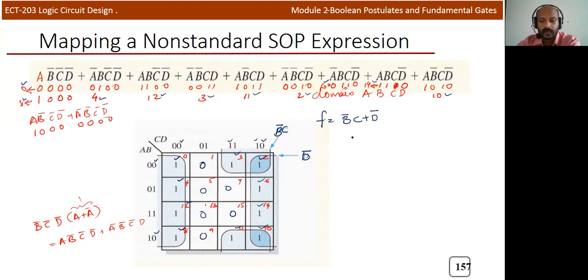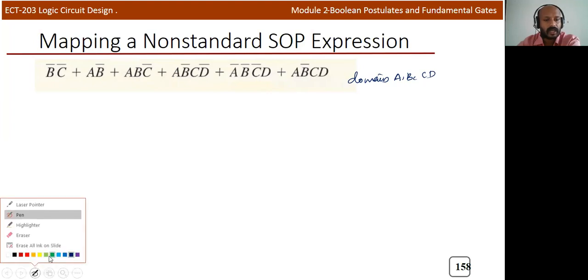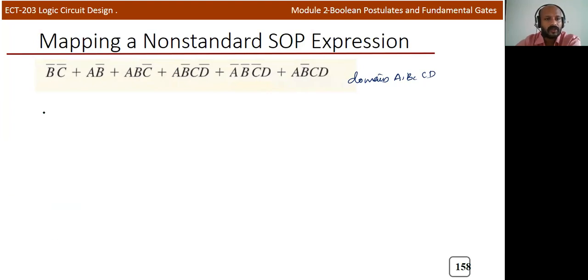Okay, now we'll move to the next question. If you consider this particular question, the domain of this expression is ABCD, a four-variable function. But some variables are missing in the first three terms, so this is not in a standard SOP expression, so we need to make it a standard SOP expression.